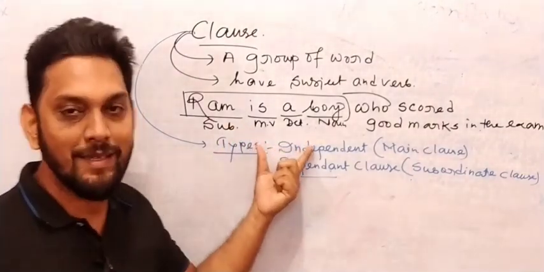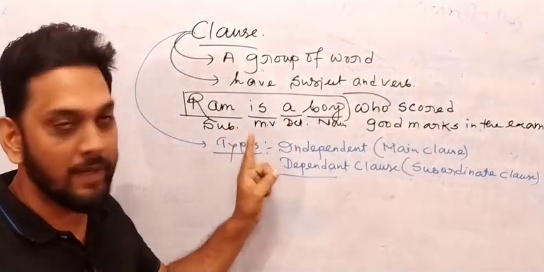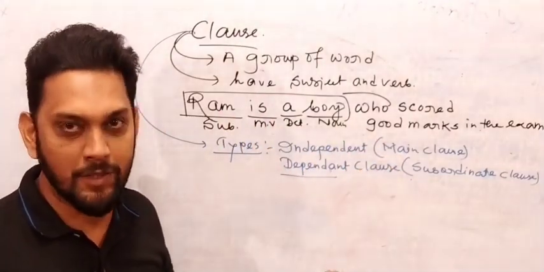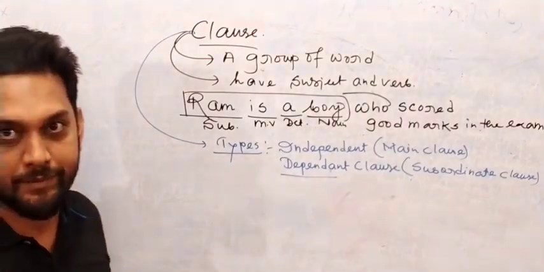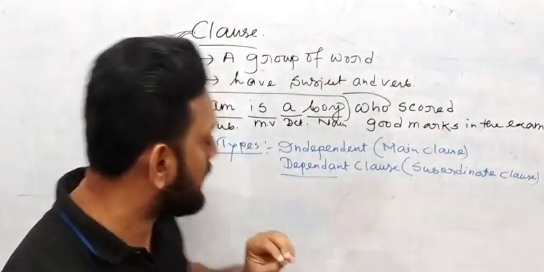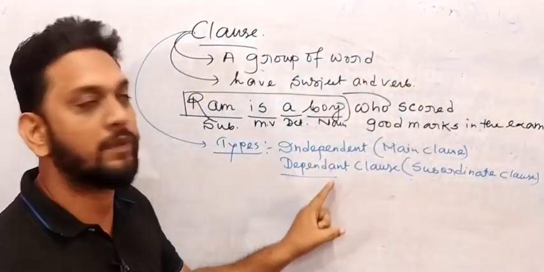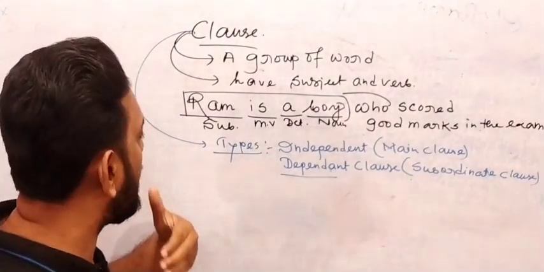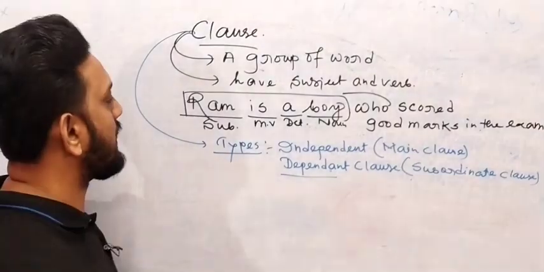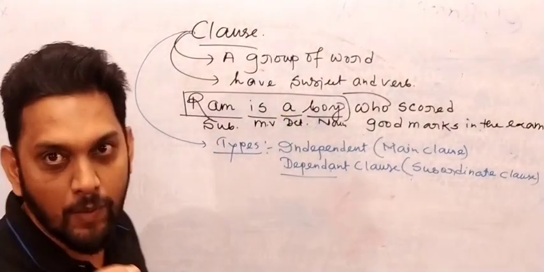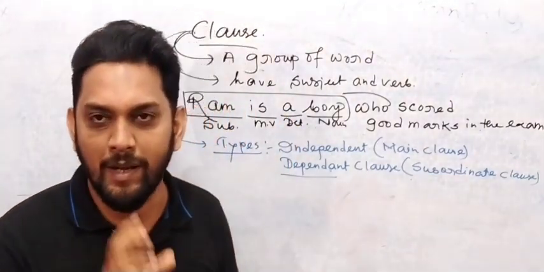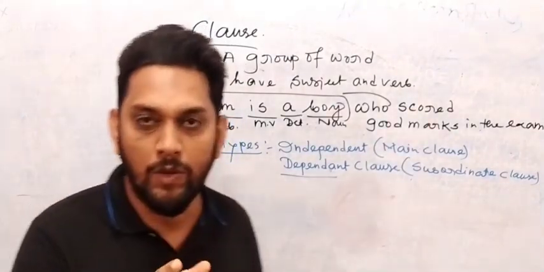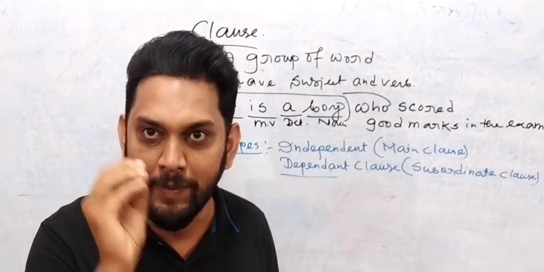Now, before understanding the example which I wrote right now, Ram is a boy who scored good marks in the examination, that is very fantastic. Why? Because through this example you can understand both the independent clause as well as the dependent clause. Now try to understand what is written over here. Ram is a boy. Now I want to ask a very simple question. Does this clause give you a complete meaningful sense?